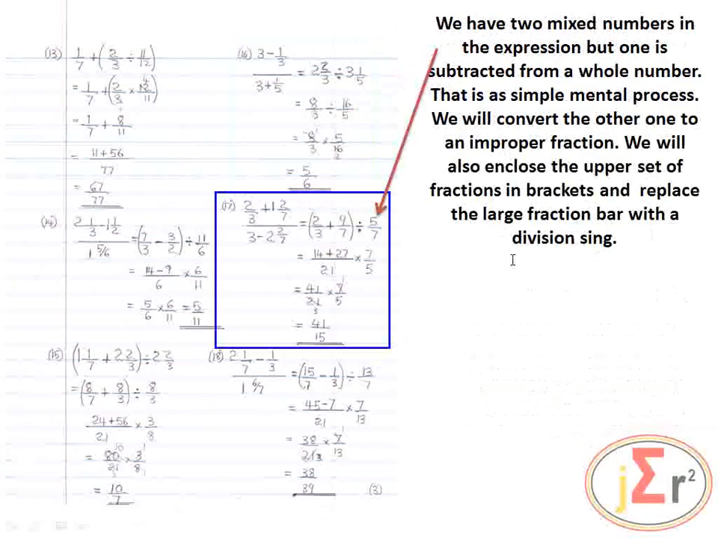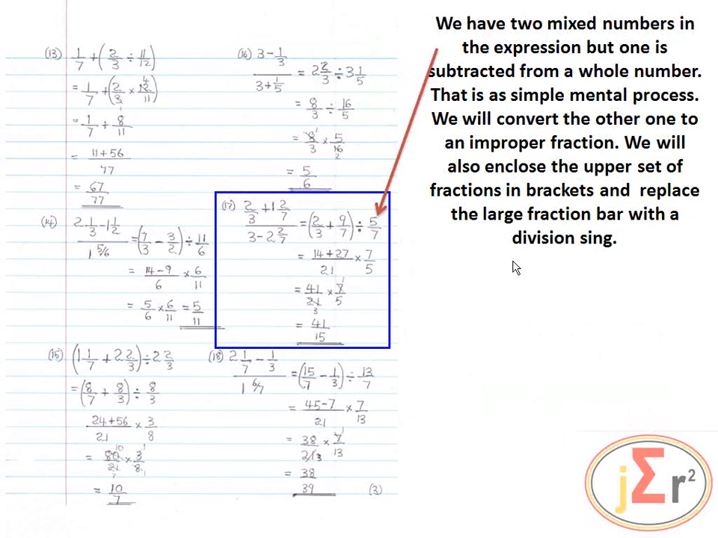Nice. There we have another circumstance. We have 2 mixed numbers in the expression, but one is subtracted from a whole number. That is a simple mental process. We will convert the other one to an improper fraction. We will also enclose the upper set of fractions in brackets and replace the large fraction bar with a division sign.